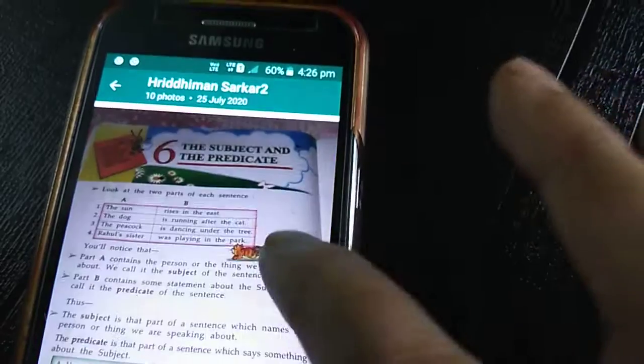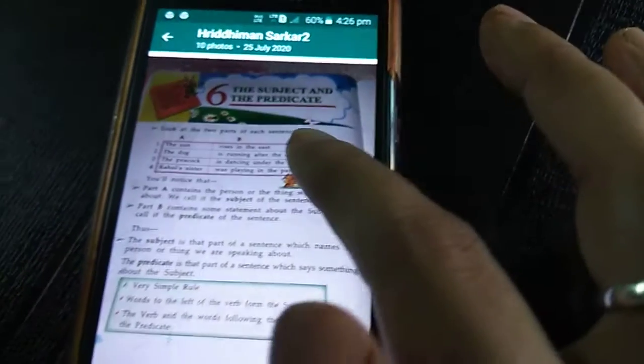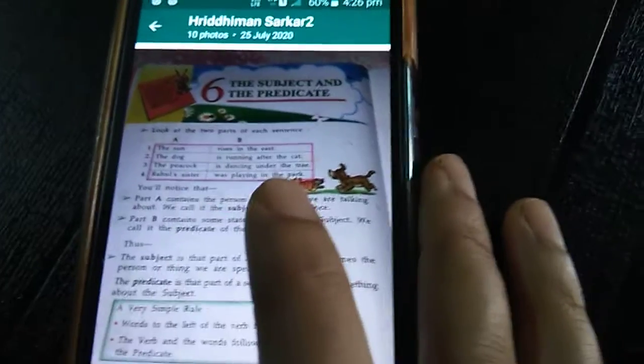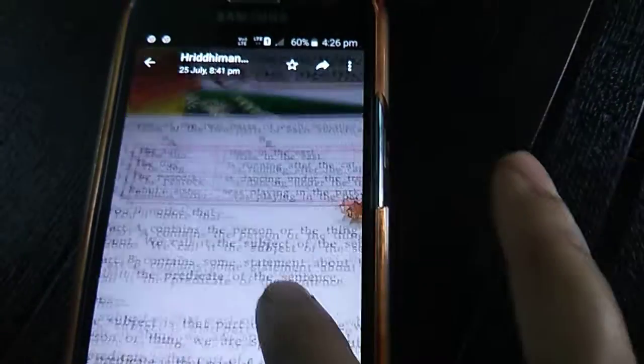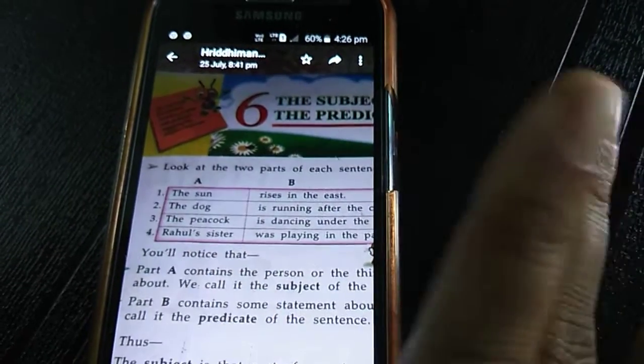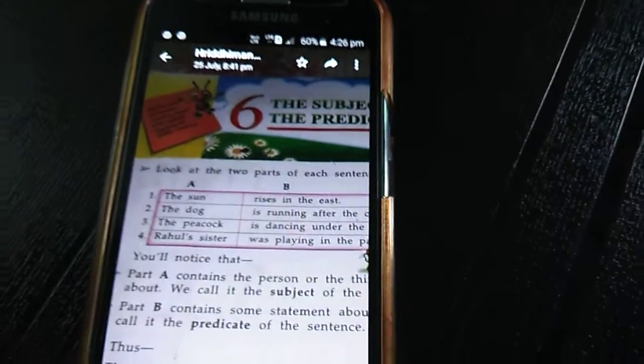Class 3 English grammar, chapter 6: the subject and the predicate. Look at the two parts of each sentence. A sentence has two parts. First is the subject, the next is the predicate.